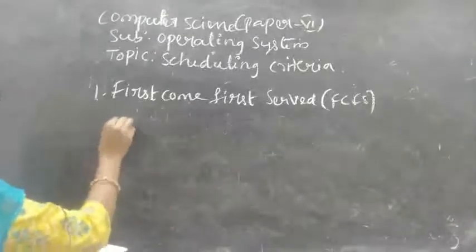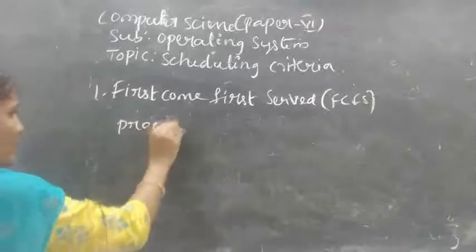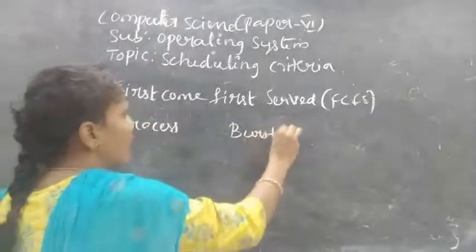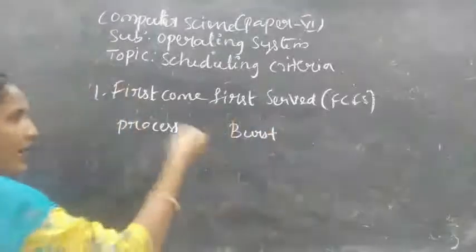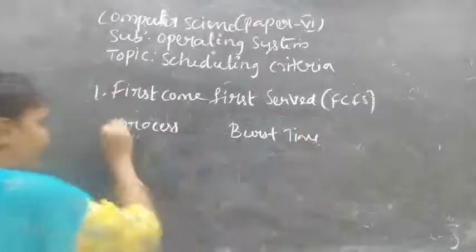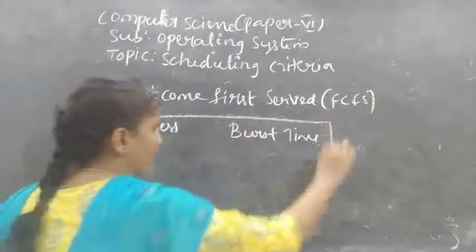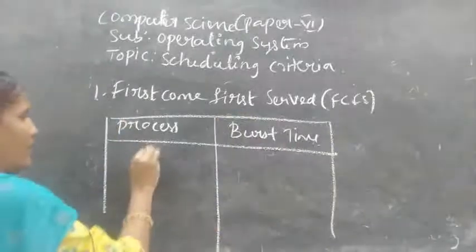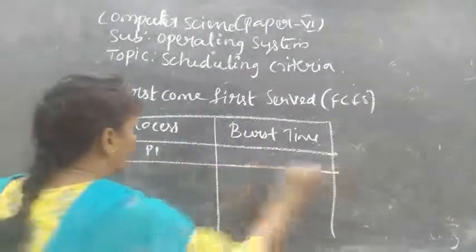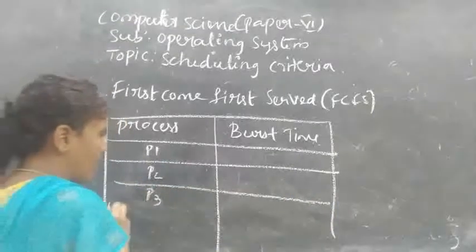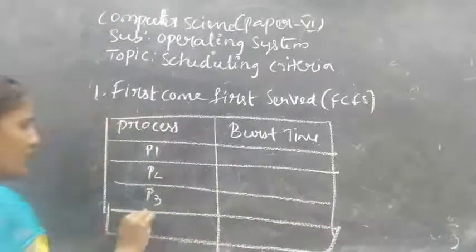Here we have the process, and next, the burst time. Burst time means the time required to execute that process. Execution time is called burst time. How many processes do we have? P1, P2, P3, P4. All of you write this down.